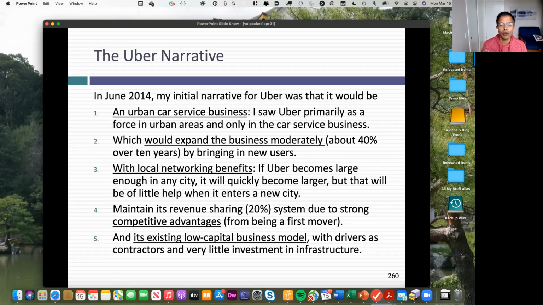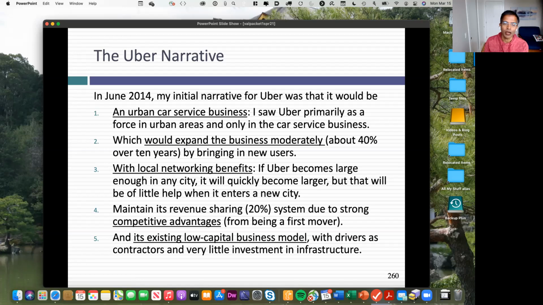And here was my Uber story in 2014. The reason I keep emphasizing the timing is I valued Uber every year since 2014. Do you think my story has changed over time? Absolutely. How can it not change as the world changed? But in June of 2014, here's the story I told about Uber. I described it as an urban car service company. Already I'm telling you where I see Uber succeeding, right?